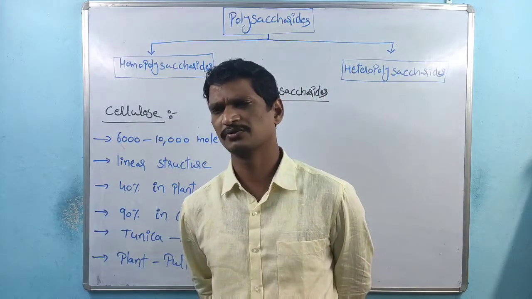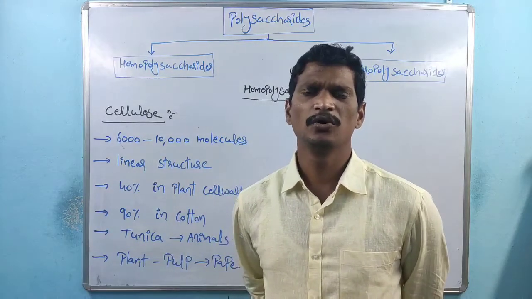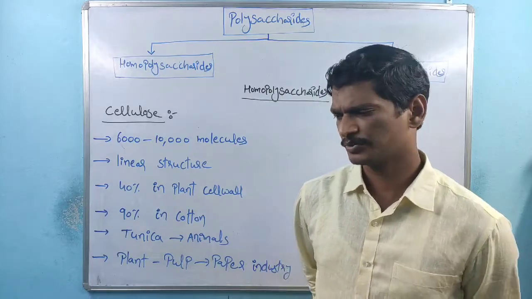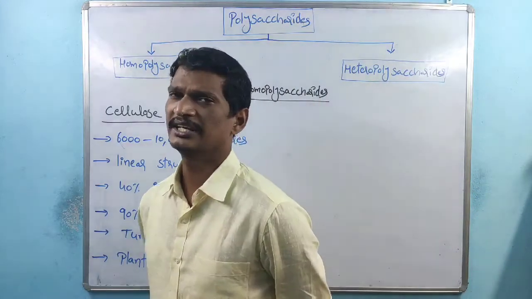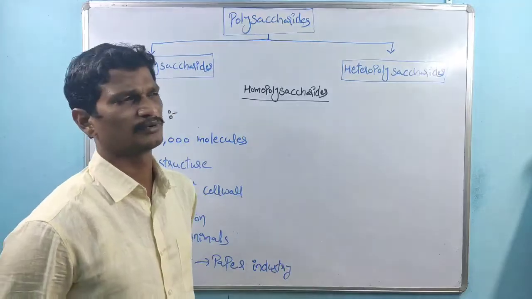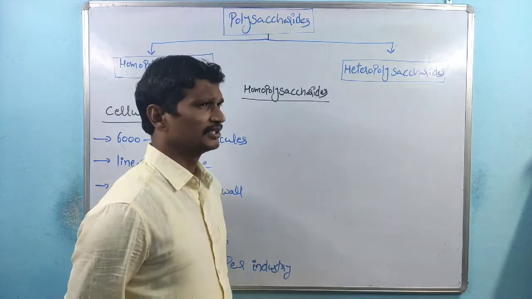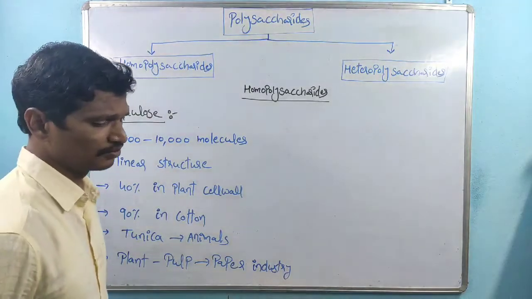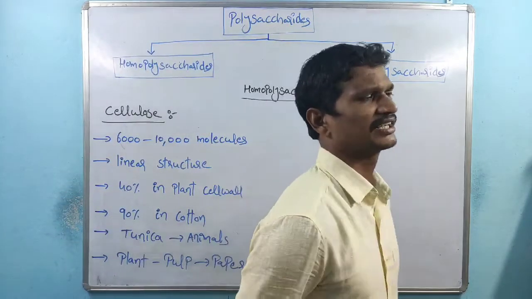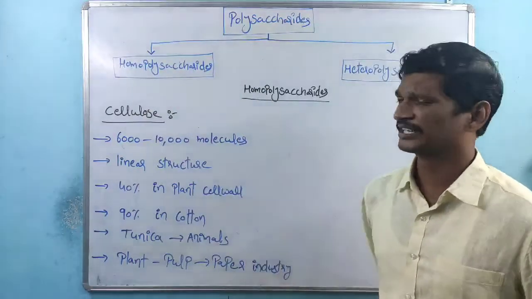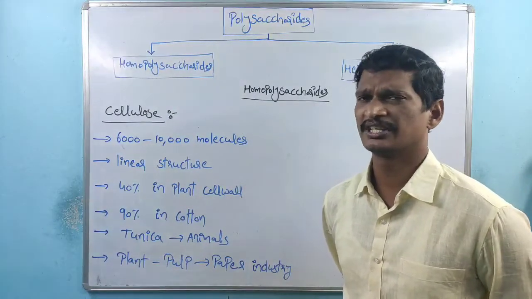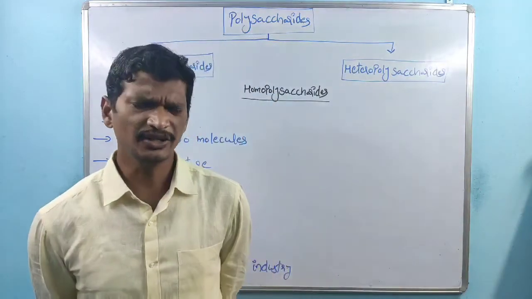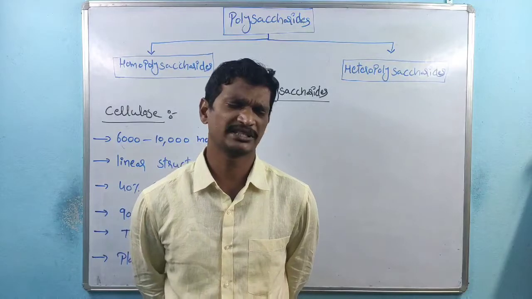So here the concept is quite easy. Homo and heteropolysaccharides. Homopolysaccharides means those made up of a single type of sugar or the same type of sugar. Heteropolysaccharides are made up of more than one type of sugar, right? Again here we have to discuss the types of homopolysaccharides and types of heteropolysaccharides. In homopolysaccharides, there is cellulose, starch, glycogen, and the next one is chitin. All these are the best examples for the homopolysaccharides.